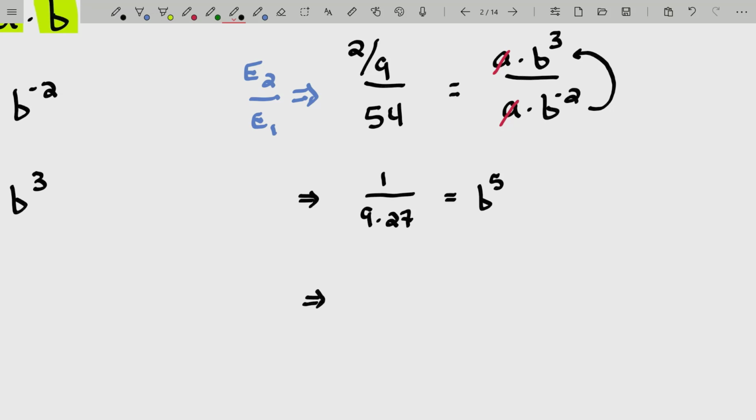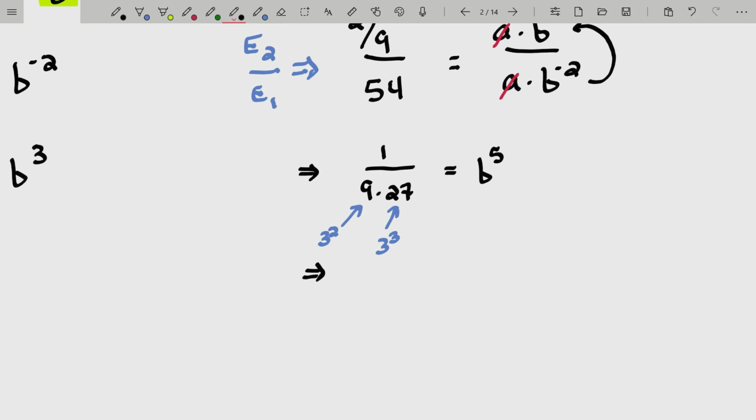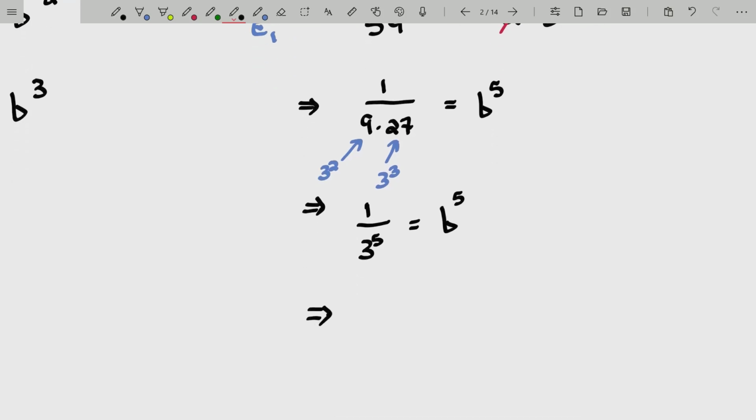Now, 9 times 27 is no fun, but I happen to know that 9 is 3 squared. In fact, I'll write that down below. And 27 is 3 cubed. So the denominator itself is 3 to the fifth. So it's 1 over 3 to the fifth is b to the fifth. And then to find out what b is, just take the fifth root of both sides. So 1/3 is equal to b. I now know what the base of this exponential function is.